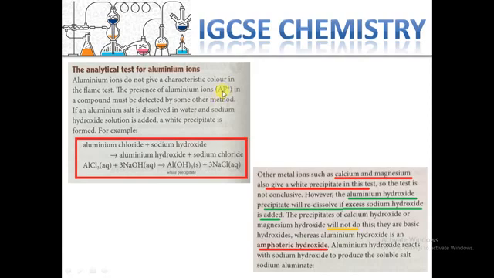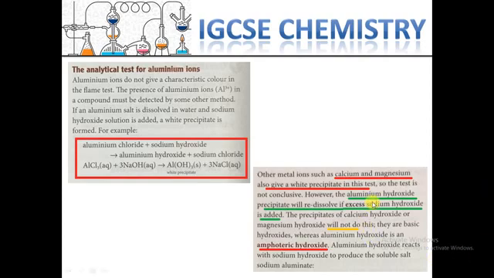aluminum cation. So this method can be used for calcium and magnesium also. Okay, this is an analytical test for aluminum, but it can be similarly used for calcium and magnesium, which also produce white precipitation. So what is the difference? How can we recognize aluminum if we have calcium and also magnesium?